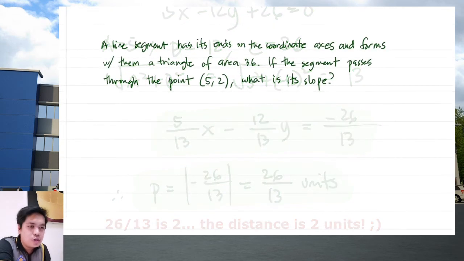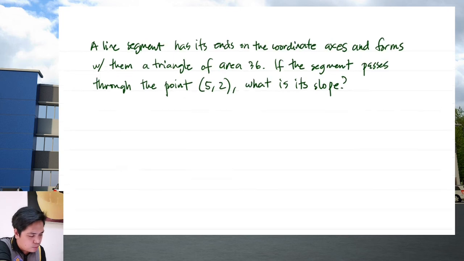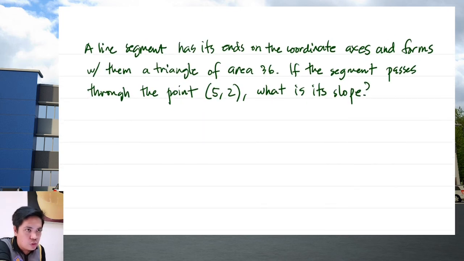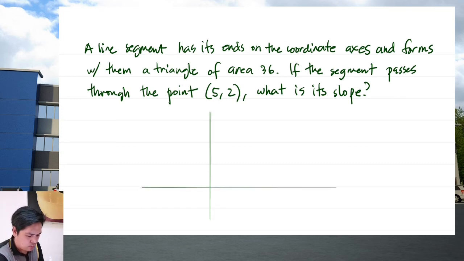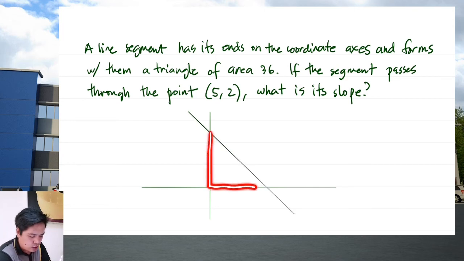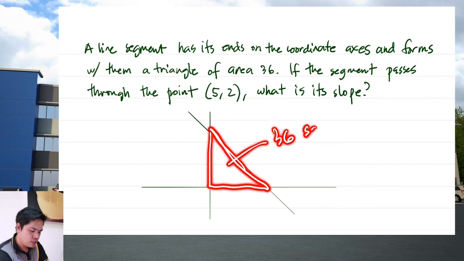Okay, before we proceed to the last problem, I want to introduce this problem to you. Let me read first. A line segment has its ends on the coordinate axis and forms with them a triangle of area 36. Okay, so drawing natin ha. So this is the axis, then may line segment ko na yung end niya daw nasa coordinate axis. Let's say nasa positive both. So eto. So it forms a triangle with area 36 square units.